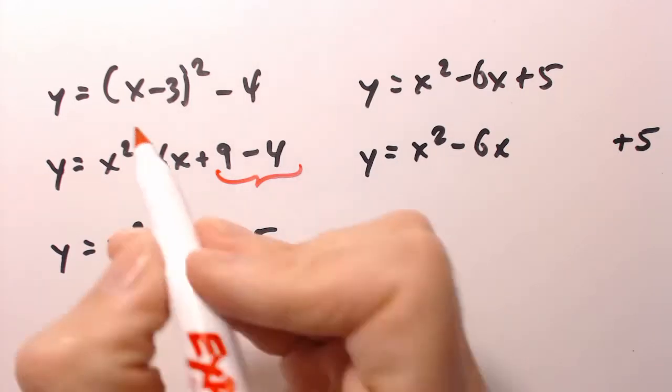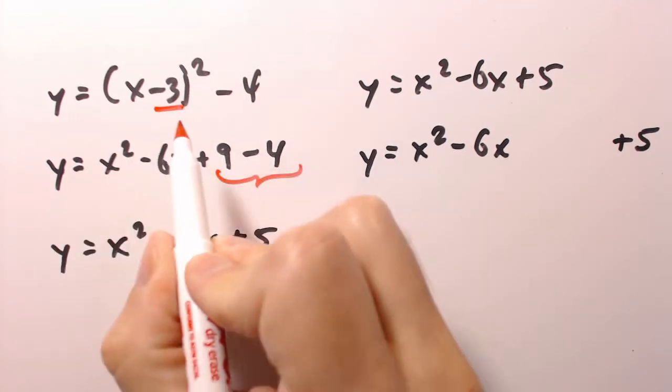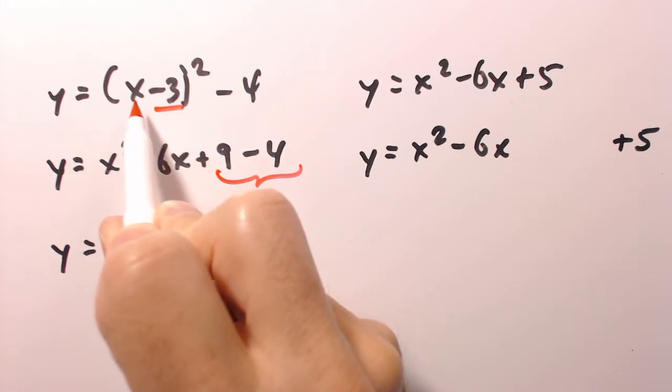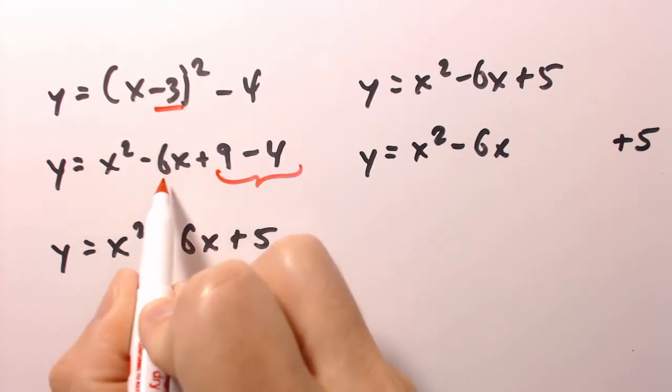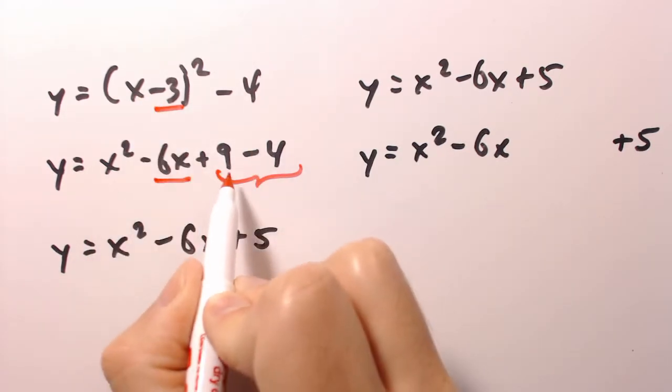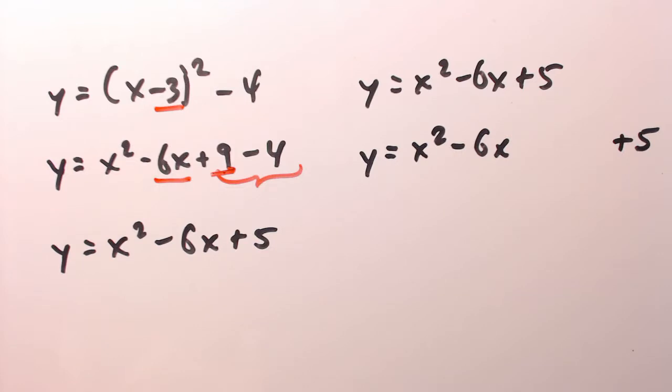Notice this -3. When we foiled this, we multiplied -3 times x, and we had to do that twice, and that's why we got -6x. But we also squared the -3, and that's how we got that +9. Now, of course, we already know what our answer is going to be over here, but if you didn't know that, you could reason out what to put in here by following this logic.